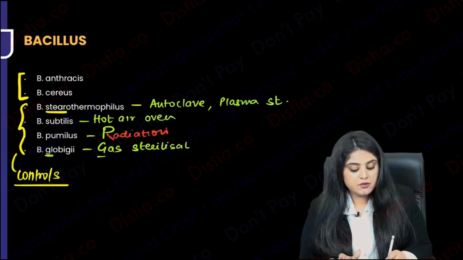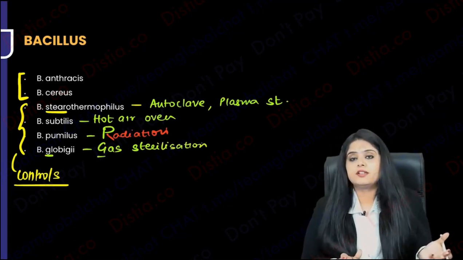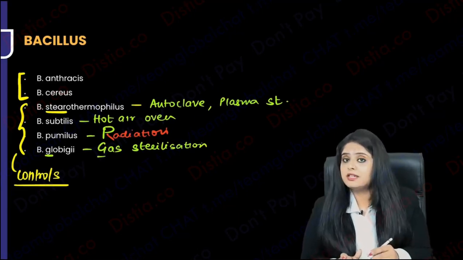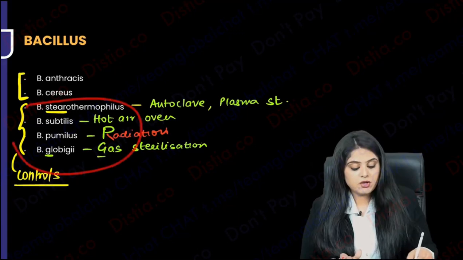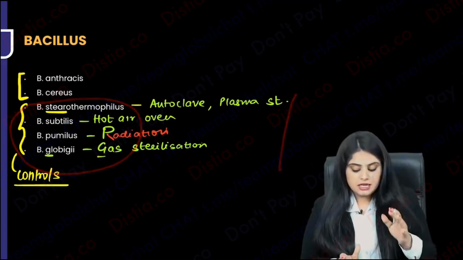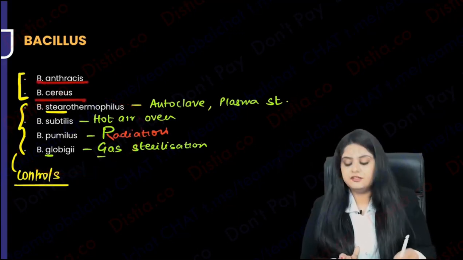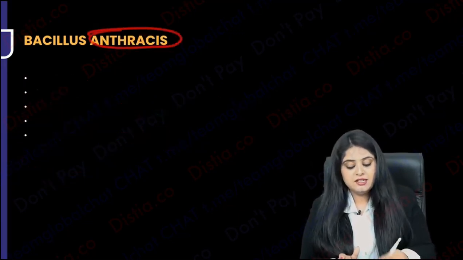I've done a very rapid review of these. For the details, please go to the sterilization disinfection chapter, but you ultimately realize that all the spore-forming organisms are being used as controls. Now in this chapter, my focus is anthracis and cereus, and let me start with Bacillus anthracis.